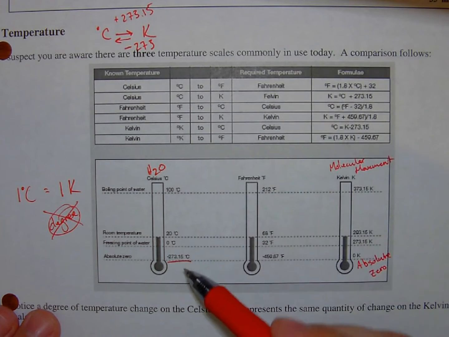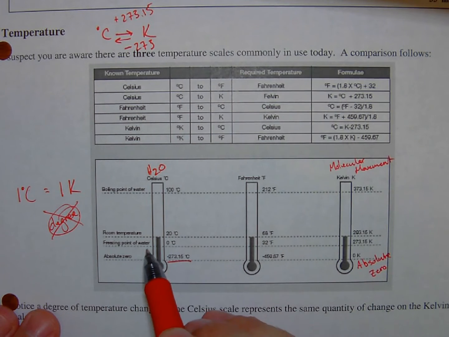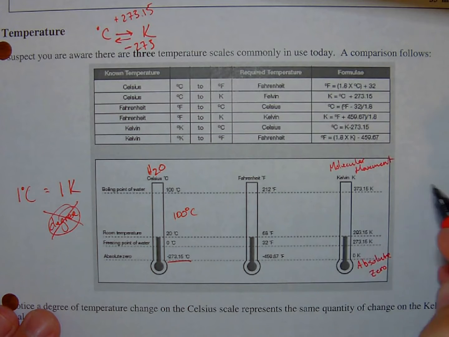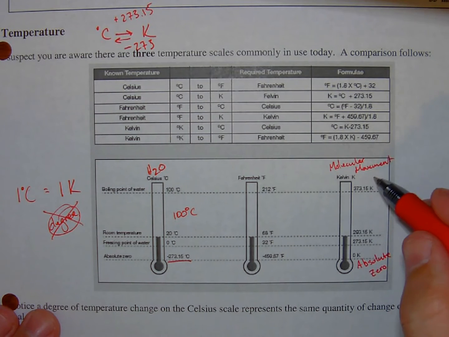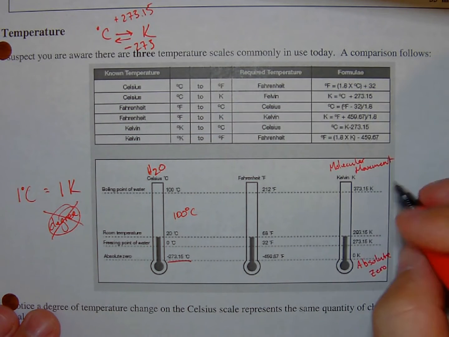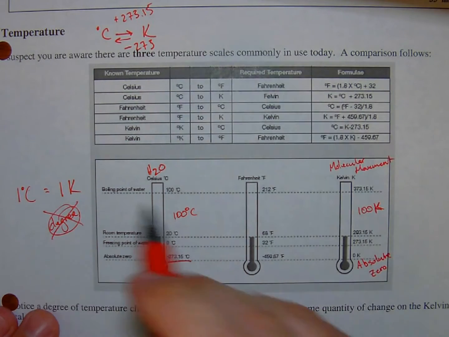But the difference between the freezing point of water and the boiling point of water is 100 degrees Celsius, right? That's the difference there. The difference between the boiling point of water on the Kelvin scale and the freezing point of water on the Kelvin scale is 100 kelvins, right? Because 1 degree Celsius is the same thing as 1 Kelvin.